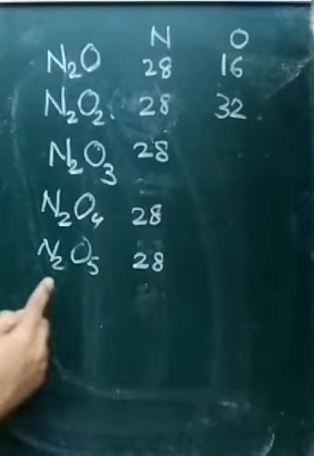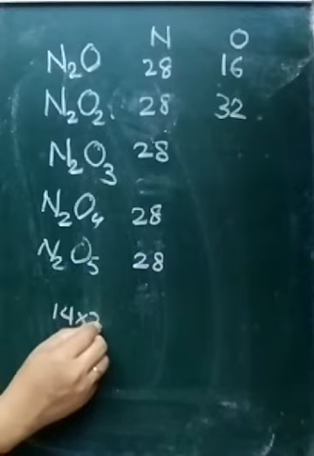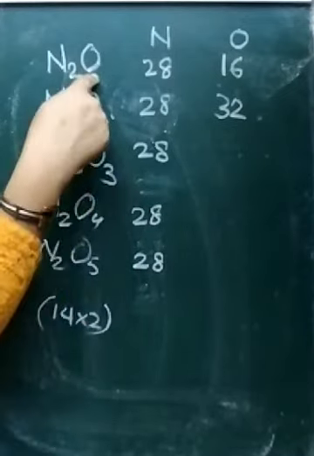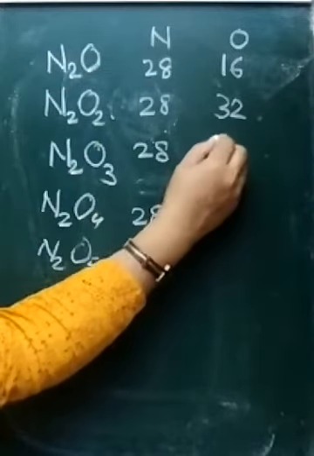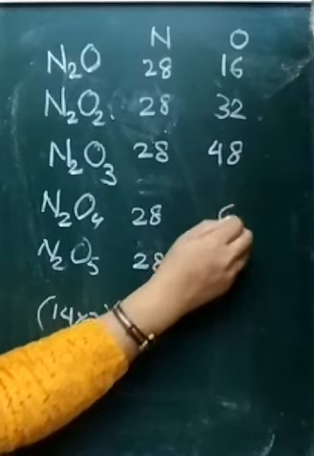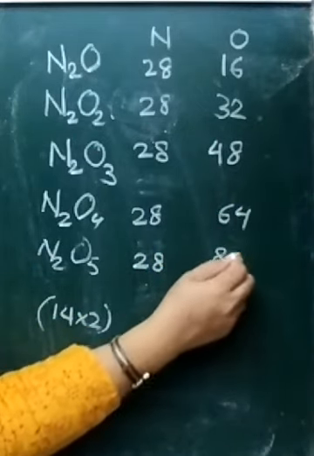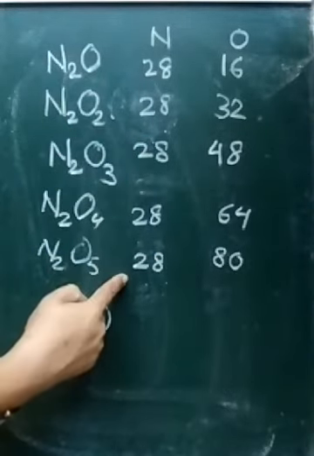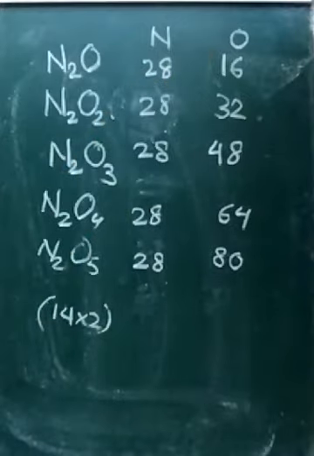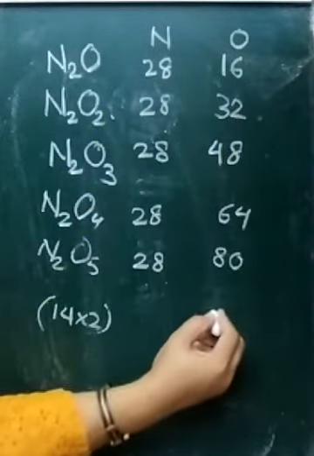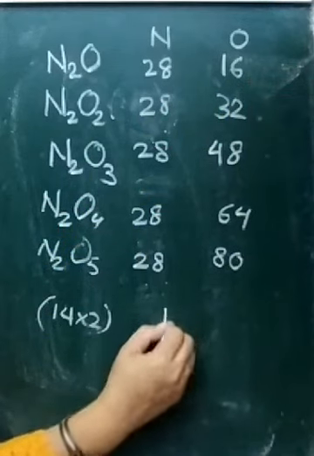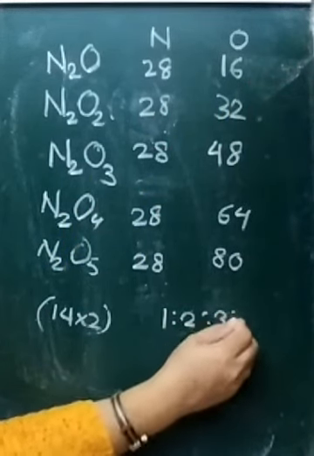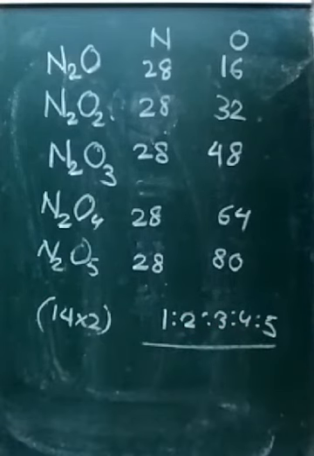Nitrogen has atomic mass 14 into 2. Now oxygen: 16 1s are 16, 16 2s are 32, 16 3s are 48, 16 4s are 64, and 16 5s are 80. Different masses of oxygen are combining with a fixed mass of nitrogen. The ratio of the different masses of oxygen is 1:2:3:4:5 in the five oxides, so oxygen bears a simple whole number ratio.